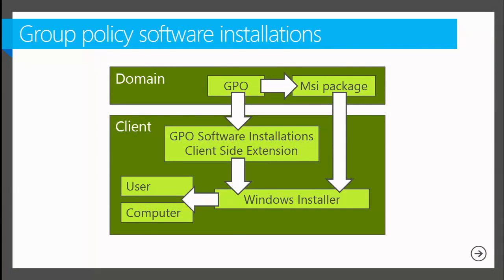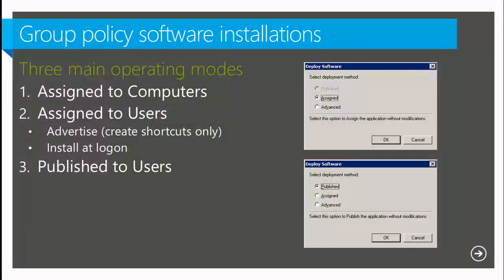And this is the same thing that we have been talking about. In the domain, we define a group policy, and we define the MSI package, and from the domain, the group policy settings flow to the client, and the client-side extension reads the information and tells Windows installer to do its tricks with the MSI package. And the user gets the program, or the computer gets the program.